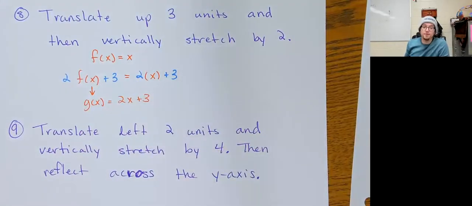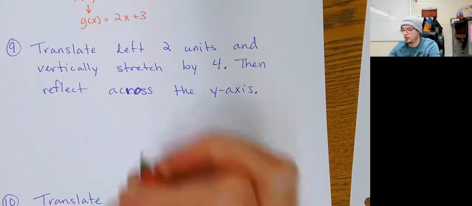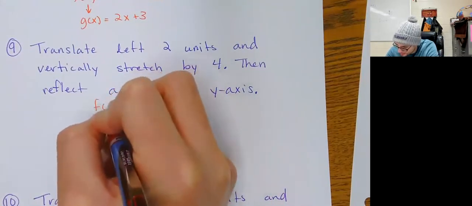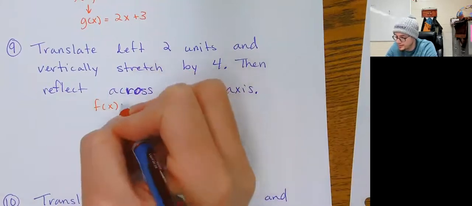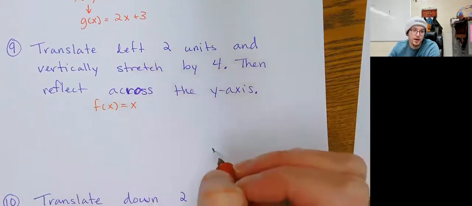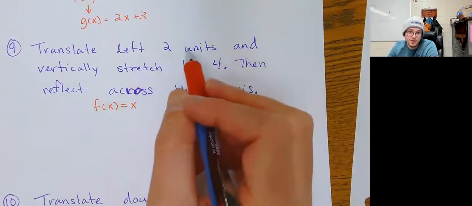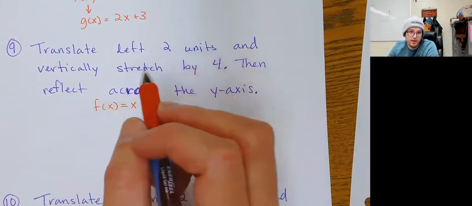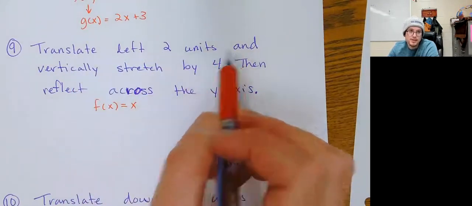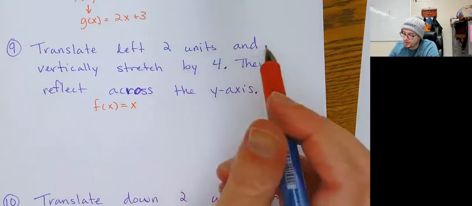Now things are going to get fun. Number 9 is where things start to get fun, and there's a really important word in there that I will highlight momentarily. So number 9. Again, we start with f(x) = x. Okay. Translate left 2 units and vertically stretch by 4.